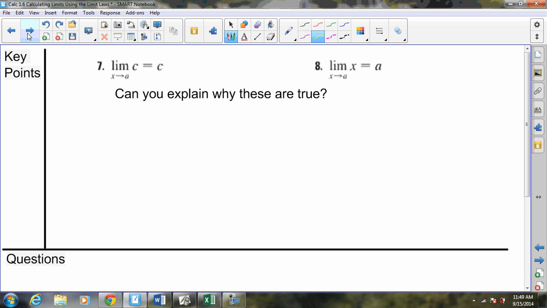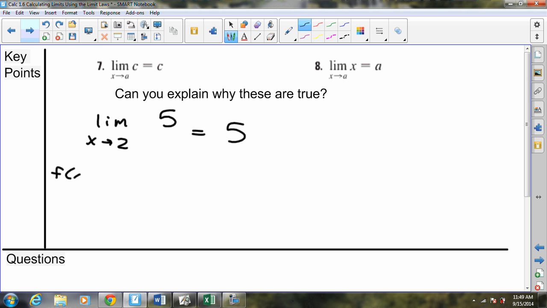Okay, what about these ones? Here are some more properties for us. The limit of a constant equals the constant. This would be something like saying the limit of 5 as x approached 2, that will be 5. Can you explain why that would be true?